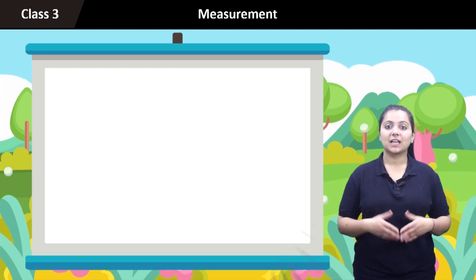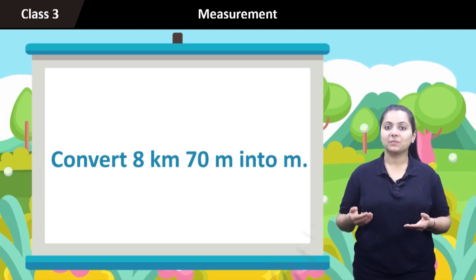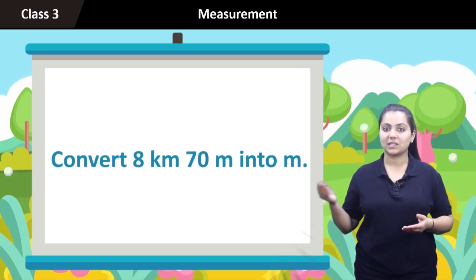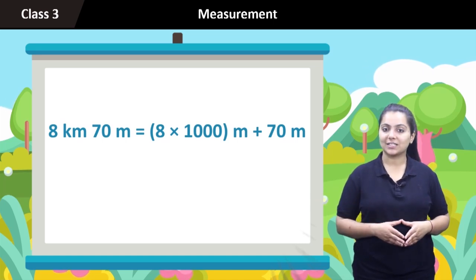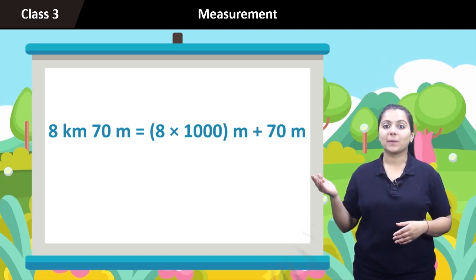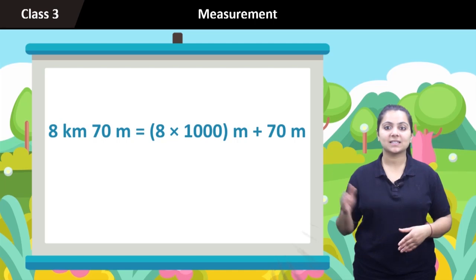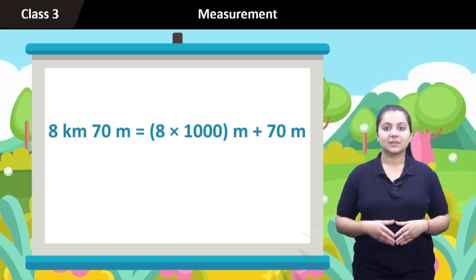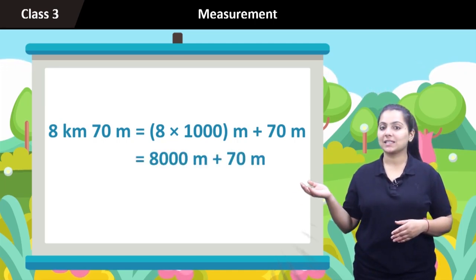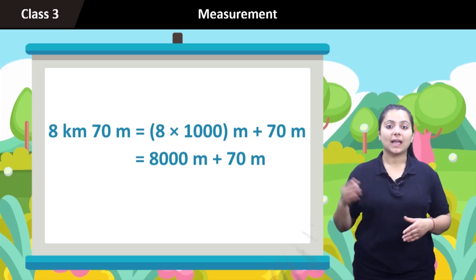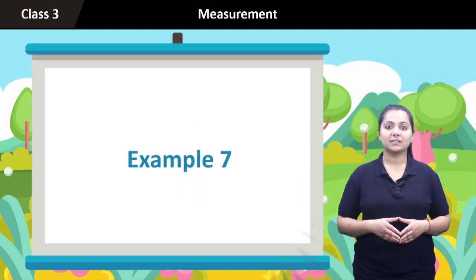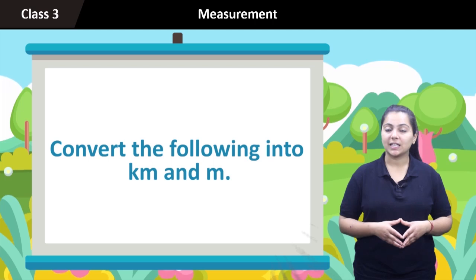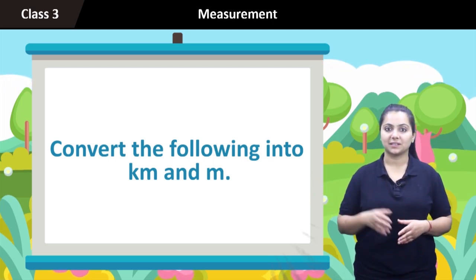Example 6. Convert 8 kilometer 70 meter into meter. 8 kilometer 70 meter is equal to 8 multiplied by 1000 meter plus 70 meter. 8000 meter plus 70 meter, 8070 meter. Example 7. Convert the following into kilometer and meter.